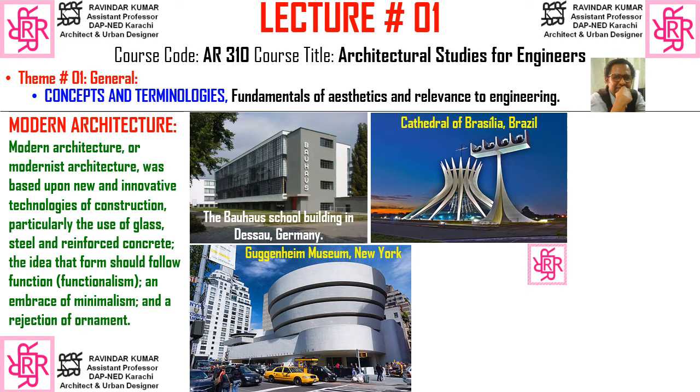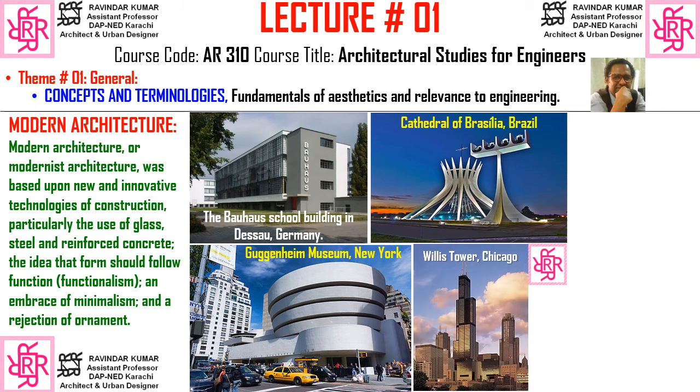This is the Guggenheim Museum in New York. Again, you can see the facade. If you look at the building, it is a very pure form. Circular form is used. Concrete material is used, and it is exposed. Small scale building. It's modern architecture. This is Willis Tower, Chicago. It's another example of modern architecture.